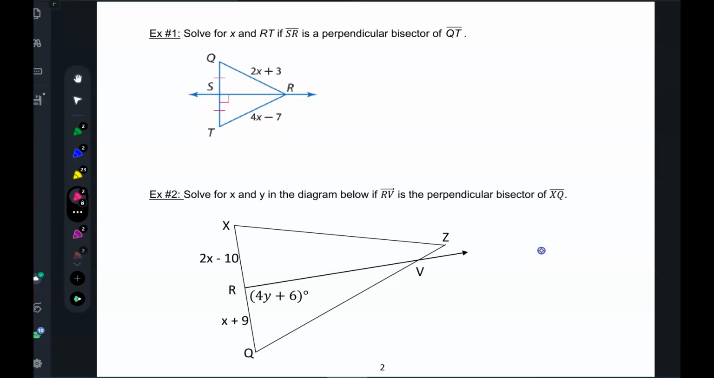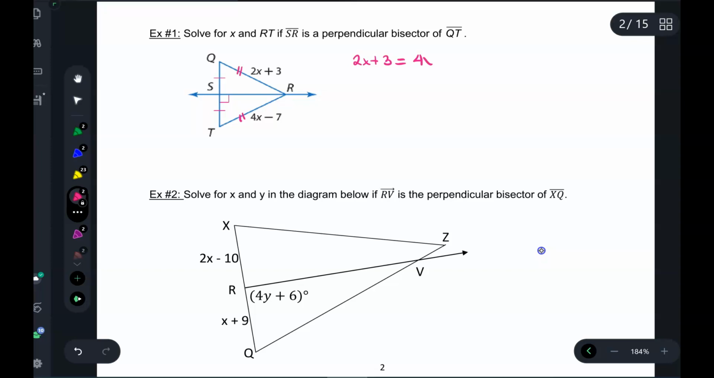Solve for x and RT if SR is a perpendicular bisector. Okay. What did we just say when we have a perpendicular bisector? It makes what kind of triangle? Isosceles. Okay, so if this is isosceles, which two segments? 2x plus 3 equals 4x minus 7. We're just going to make these two equal to each other. So go ahead and solve.